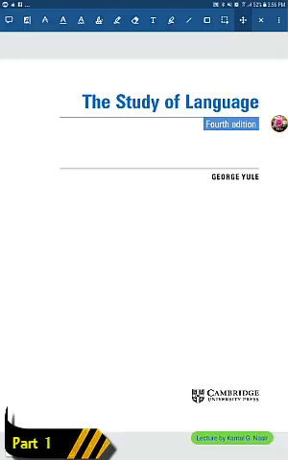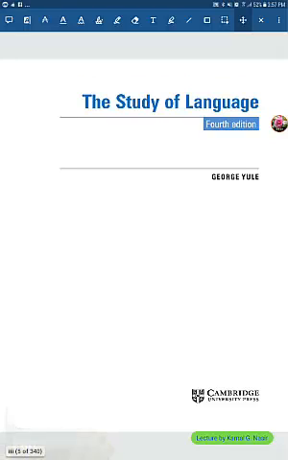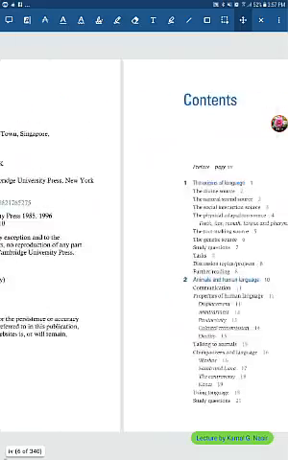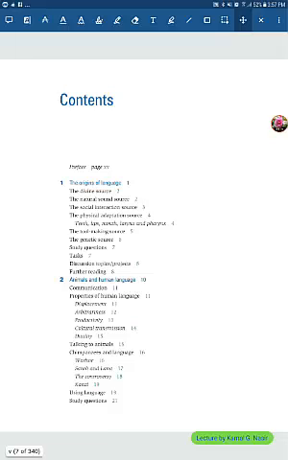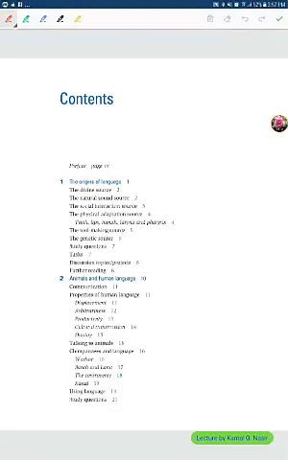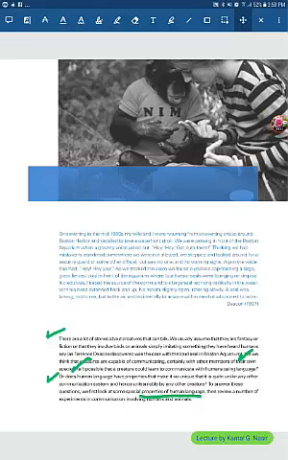Everybody, students of third year, this is The Study of Language by George Yule, and this is the fourth edition. The preparation or the assignment for this lecture is animal and human language. In this edition, which is the fourth one, it is chapter 2, but in some editions, it is chapter 4. This is chapter 2, the distinction between human language and animal communication.